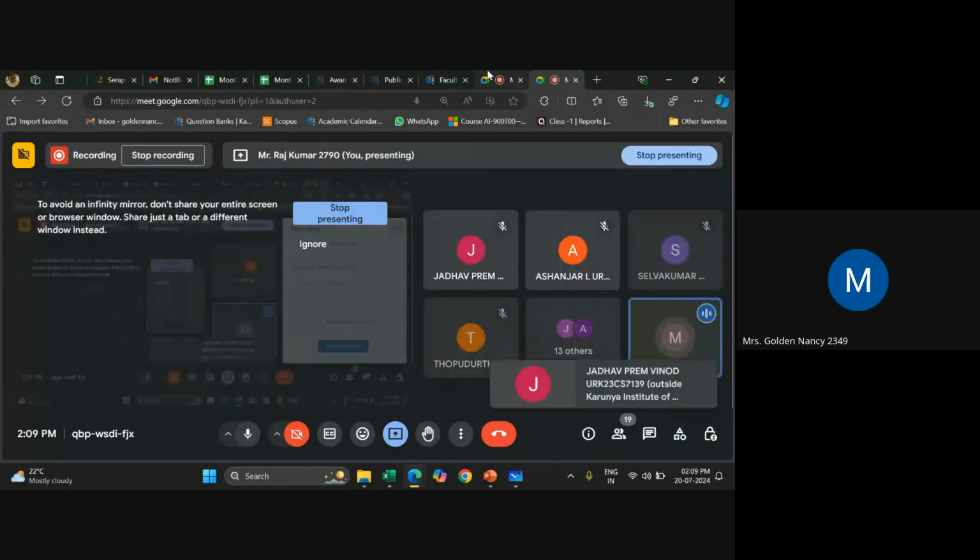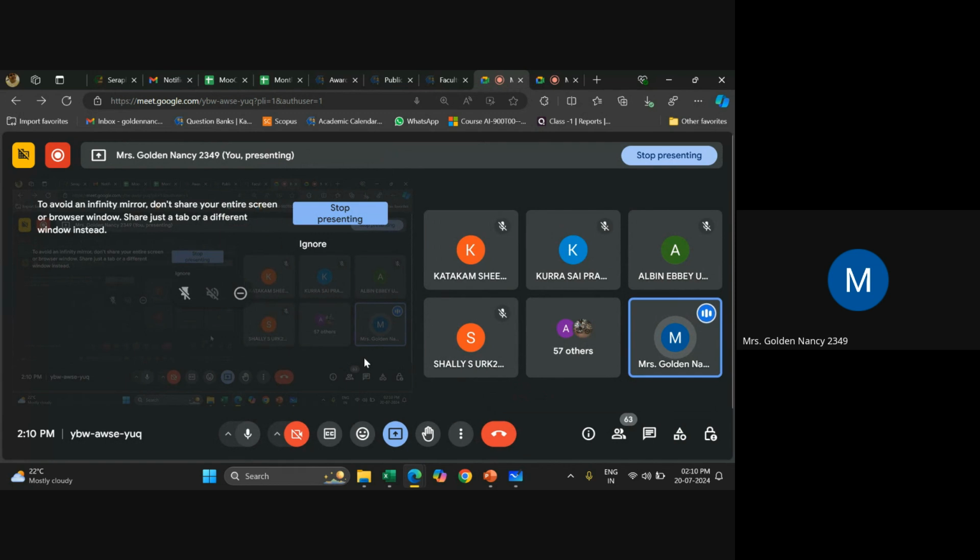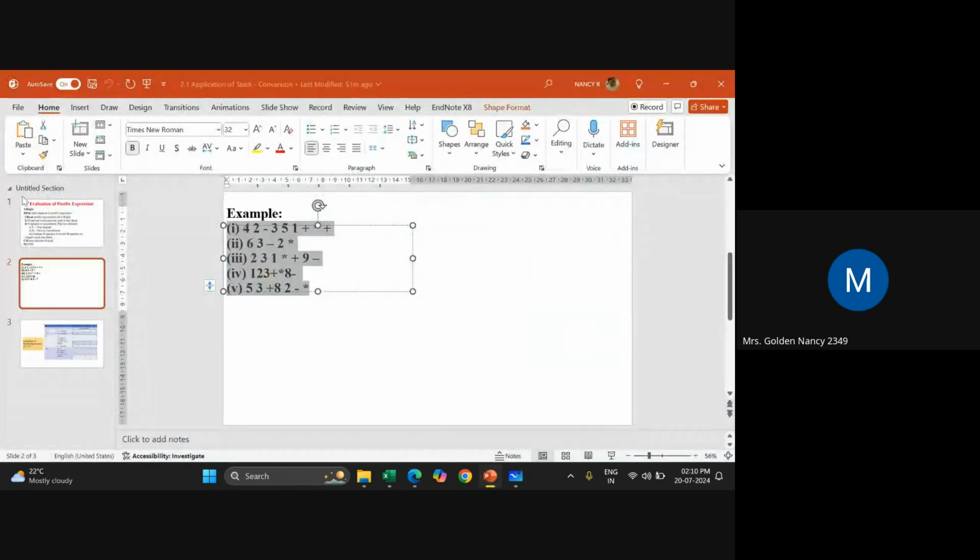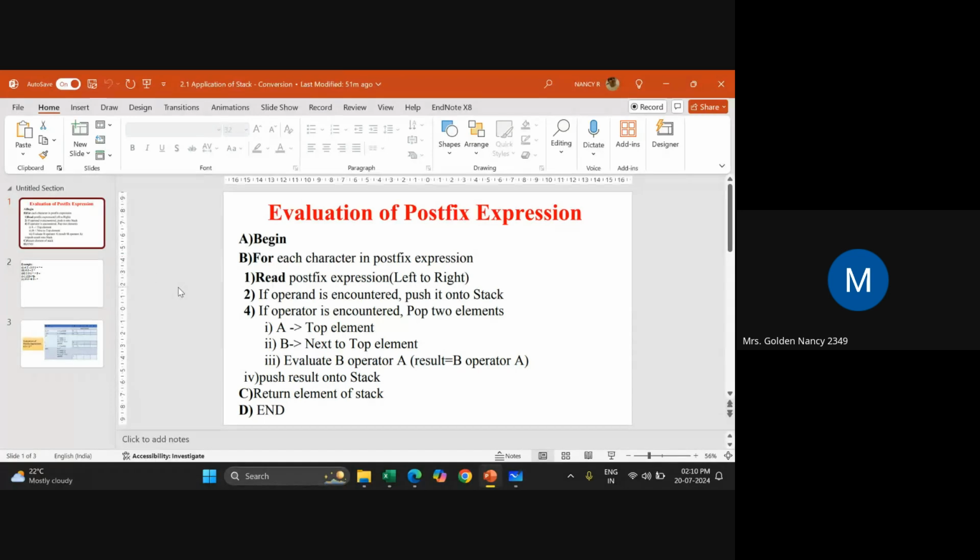So we all know about stack. Stack is a linear data structure where we are inserting and deleting data through an end called top. The top is a pointer through which we can insert and delete the data. The operations of stack are push, pop, peek, display, is full, and is empty. We saw these in the introductory part of stack.